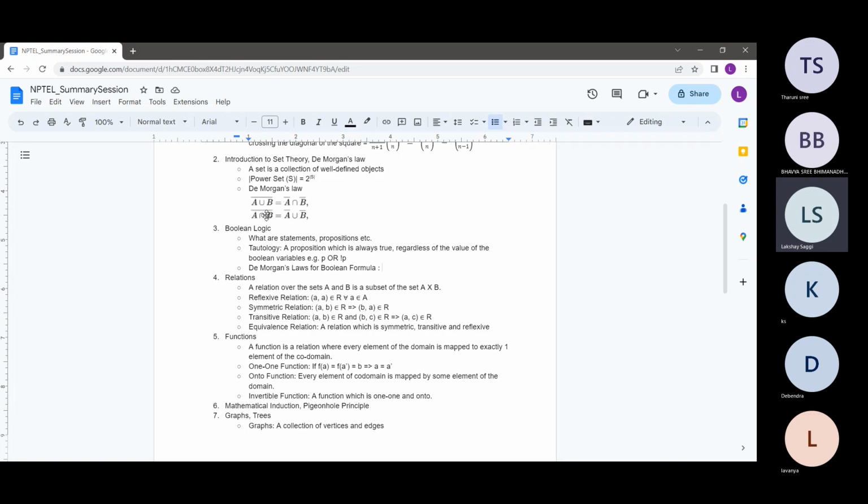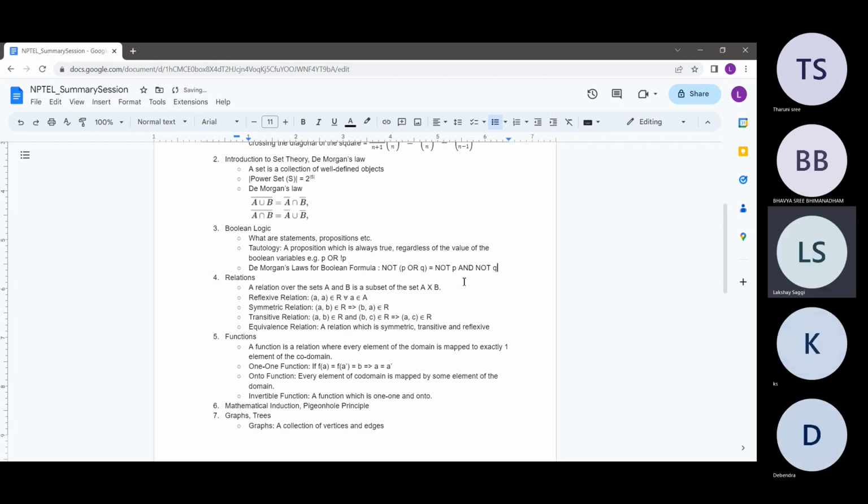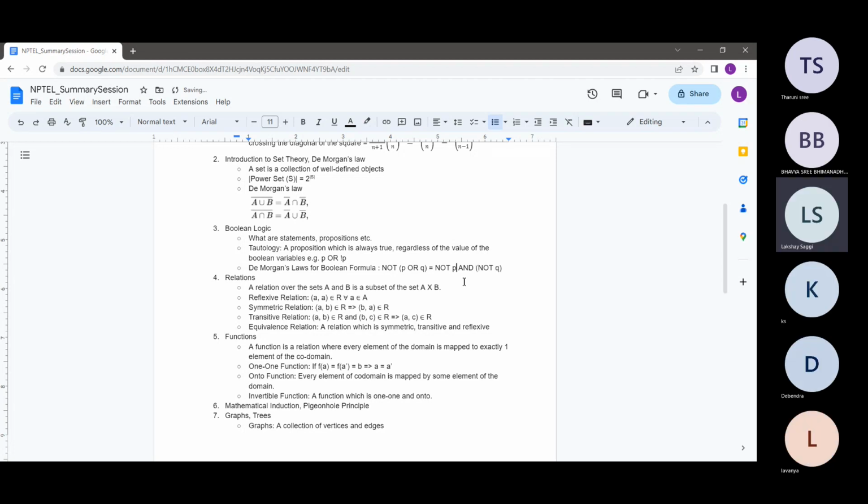So just replacing union by OR and intersection by AND operation, we get the same result for Boolean logic also. What this says is that not of (P or Q) will just be equivalent to (not P) and (not Q). I'll parenthesize all these expressions. Parenthesization is very important, guys, because without it, the order of calculations is not clear generally.